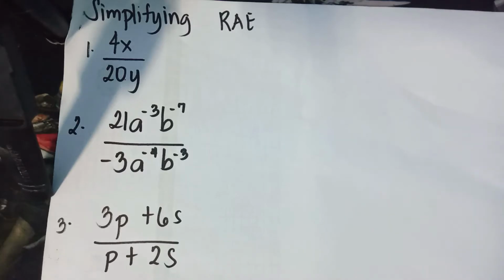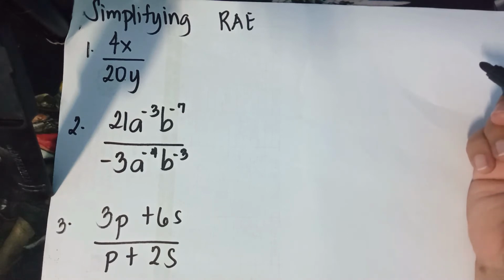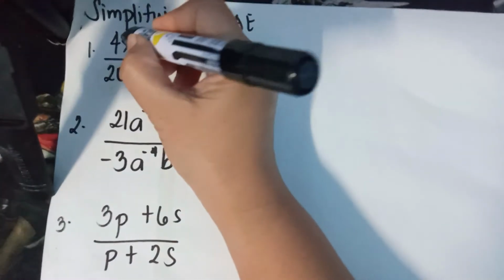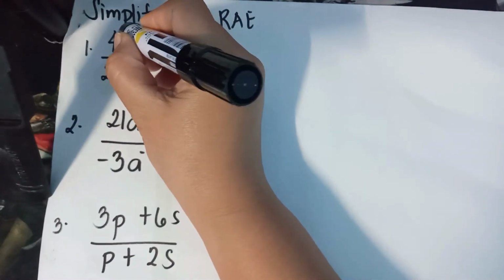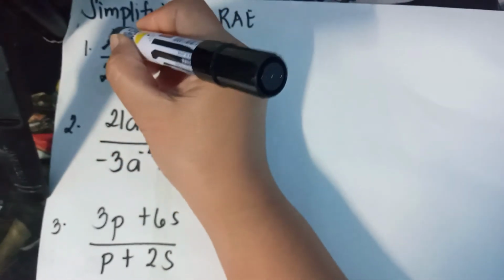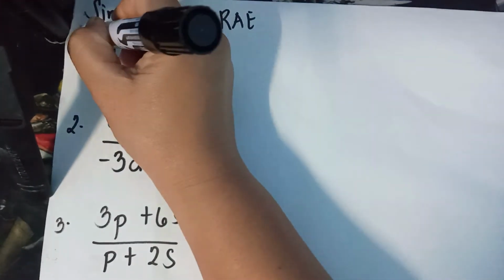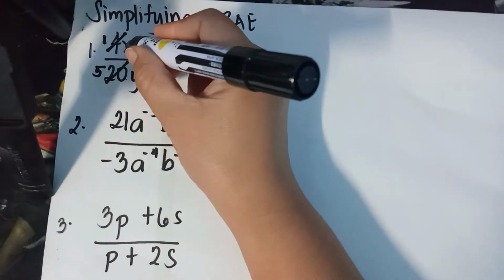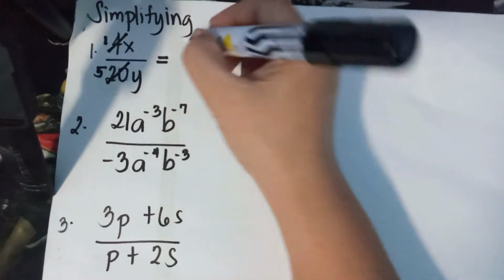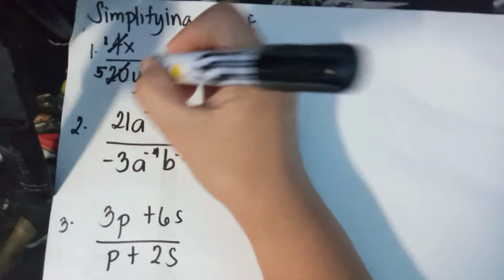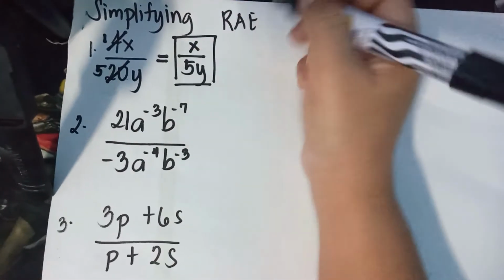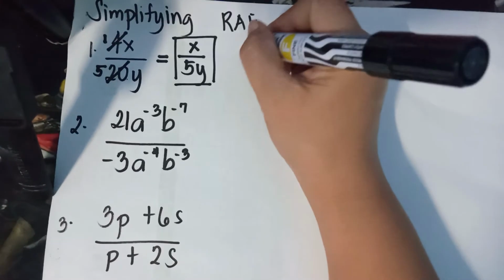We will now proceed with simplifying rational algebraic expressions. And we have number 1, 4x divided by 20y. All you need to do is find a common factor between 4 and 20. 4 divided by 4 is 1. 20 divided by 4, that is 5. And just copy x and y. 1 times x, x over 5 times y, 5y. And our final answer is x over 5y using the cancellation process.